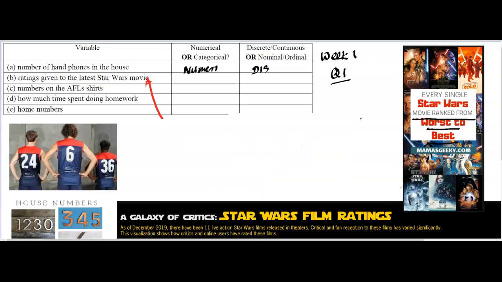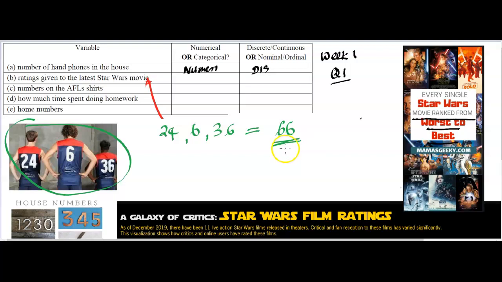Yeah. So number on the AFL shirt. This is the other question. All right, so I'll get a different color. So these are the numbers on AFL shirts. You have 24, you have 6, and then you have 36. These are numbers, that's right. But are we going to add these numbers? Say if you add the numbers together, you will get 66. What does this mean? There's no meaning if you add the numbers together.